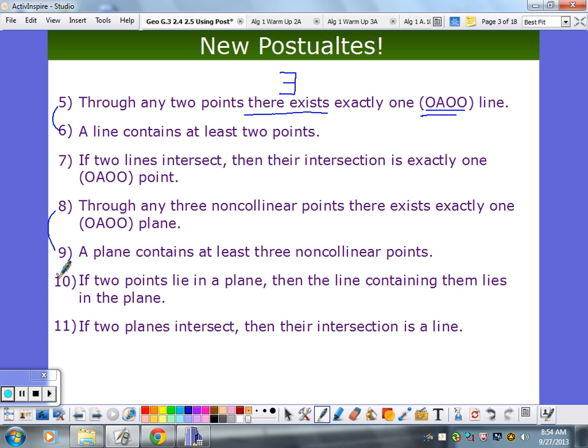If 2 points lie in a plane, then the line containing them lies in the plane. And if 2 planes intersect, then their intersection is a line. So there's a lot going on here, a lot of words. I think some of these we've spoken about already. We've spoken about 2 lines making a point, 2 points making a line, and 3 non-collinear points making a plane. We're kind of formalizing the statements. These are postulates. They are assumptions. We're going to work on them.